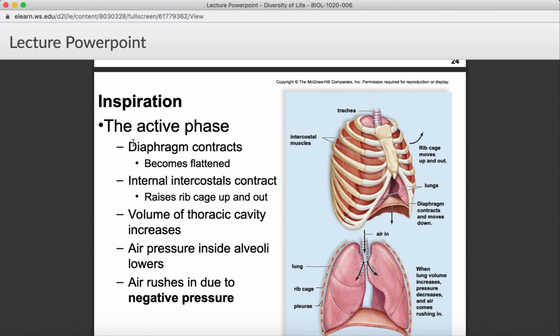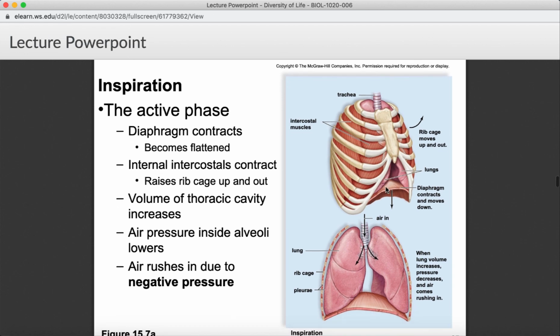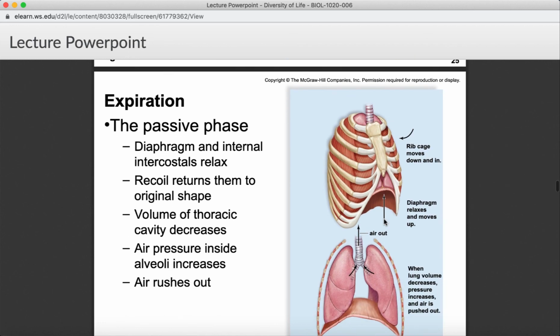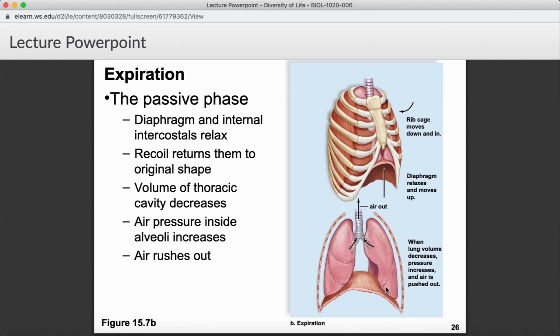So, inspiration: the diaphragm will contract, so it's moving down. Because it's sitting in kind of a dome, you pull it taut, and it will move down. And then your ribs move up and out, so this increases the volume of your rib cage, and that creates negative pressure. Air comes rushing in. For expiration, you do the exact opposite. Relax the diaphragm and it will go back up, and the ribs come down. And that decreases the volume of the rib cage, increases the pressure, and air rushes out.